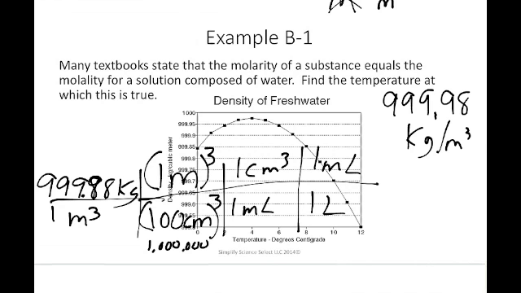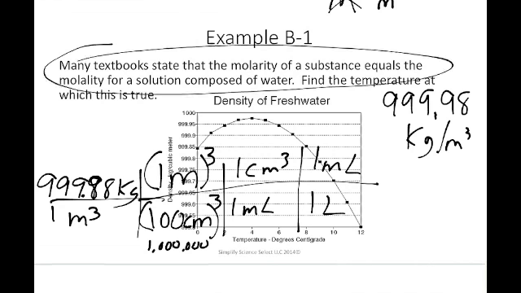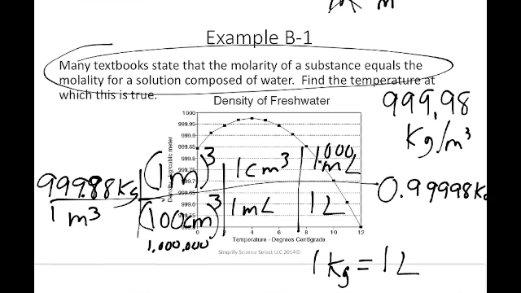Now, if this were the case, that molarity of a substance equals molality of a substance, you would have 1 kilogram equals 1 liter. And if you do the math, you cancel everything out. Hold on, I should have had 1,000 mils right there. This is going to end up simplifying to the point where you have 0.99998 kilograms is equal to 1 liter, which you can see why many textbooks say this. This is basically 1 equals 1.